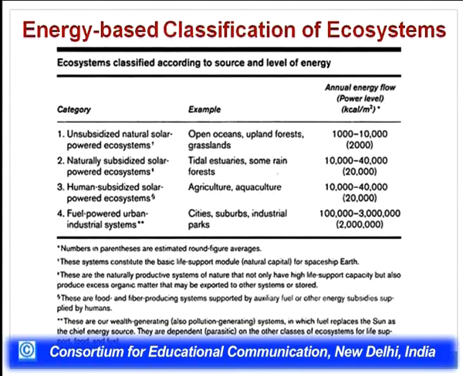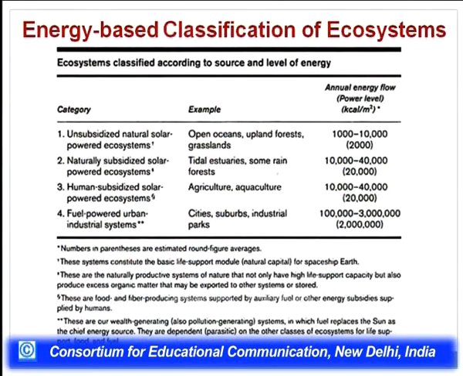Those are food and fiber producing systems supported by auxiliary fuel or other energy subsidies supplied by humans. So in agriculture, when crop production or the cultivation of crops is started by humans, they provide the auxiliary energy source. In natural ecosystems, they take wind energy and tidal energy, but here the energy is provided by human beings to increase the yield or production of an ecosystem.